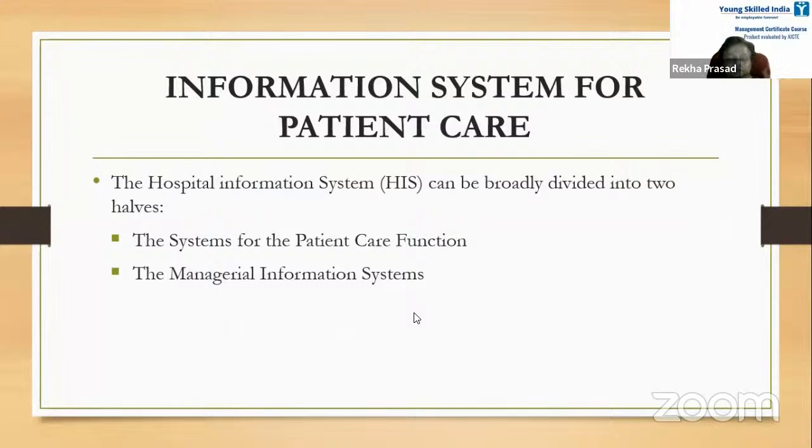Swapan? Yes, ma'am. Information system for patient care. The hospital information system can be broadly divided into two: the system for patient care function, and another one is the managerial information system. Because you see, both are needed. The doctors and nurses providing care and those looking after administration, together they can give the patient the care they need.